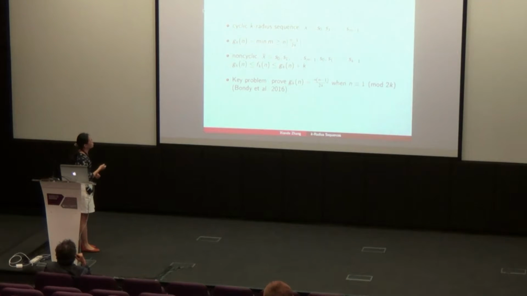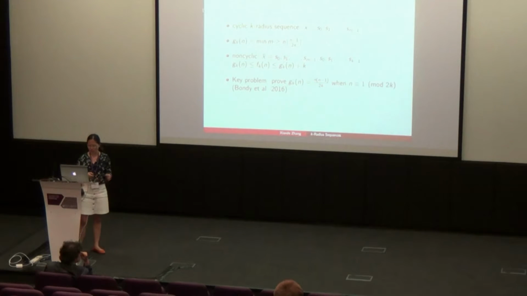So from here you can see every symbol should appear at least (n minus 1) over 2k times. It's a very easy argument, you can get this. And when n equals 1 modulo 2k, if you can prove it equal to this one, then you can prove F_k(n) equals the lower bound. So we change the problem to a cycle.